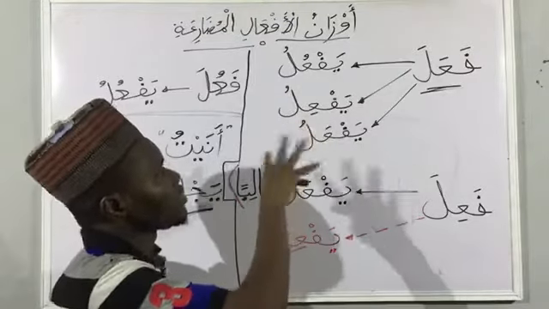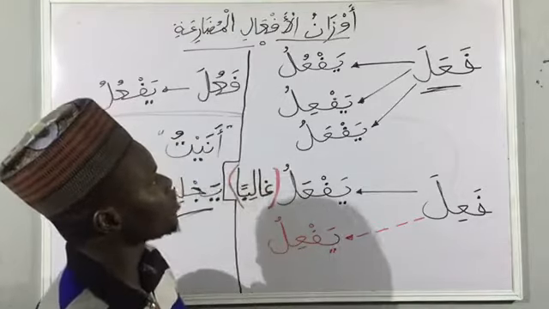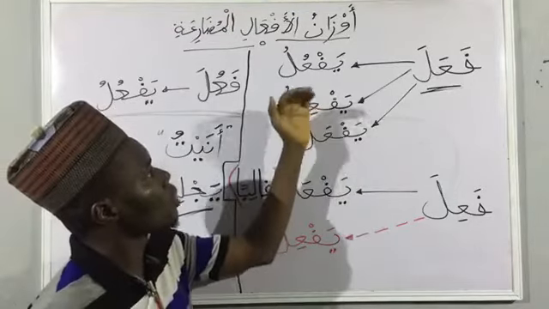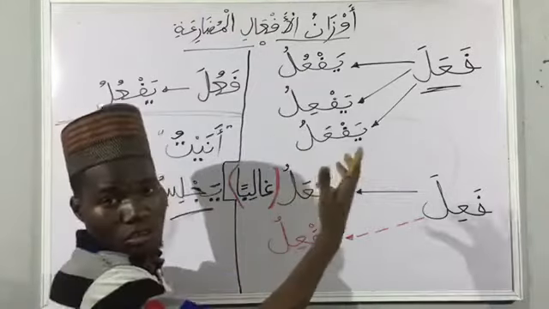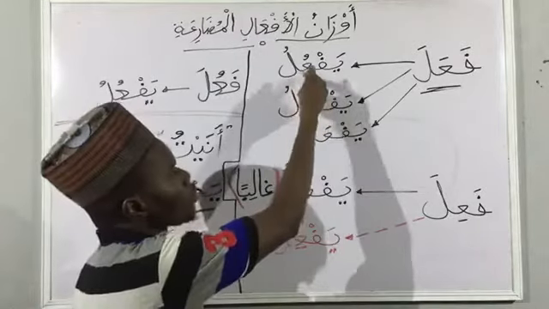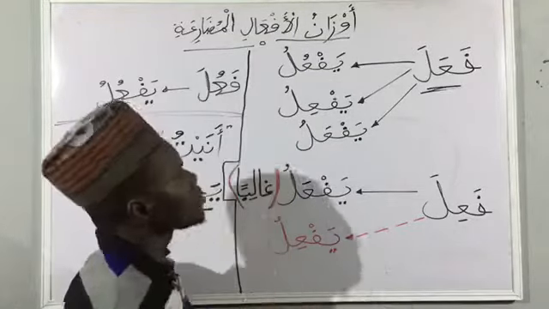It's not as if it is written randomly. No, it is written with respect to how they are used, or the number of wazn that is much. Meaning this is more used than this, and this is more used than this. I hope you are together. So now let's move on.